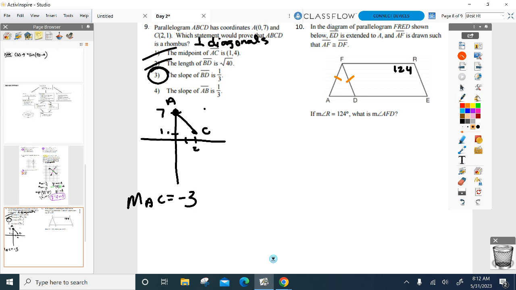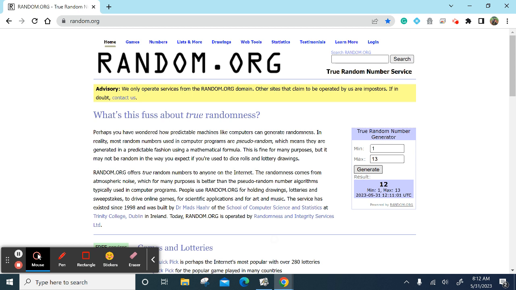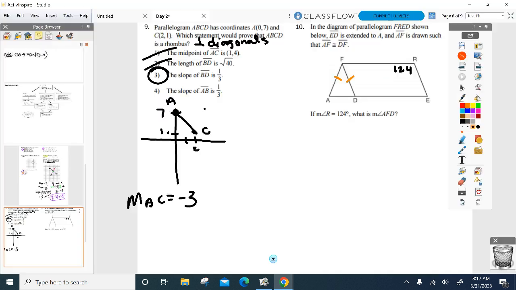I'm going to start calling out people. Can you use properties of a parallelogram or any geometry? Let me put it that way. Use any geometry here. Label another angle for me because I don't think we're going to get to AFD right away. So angle R is 124. Can you get to another angle for me that you're pretty confident in?